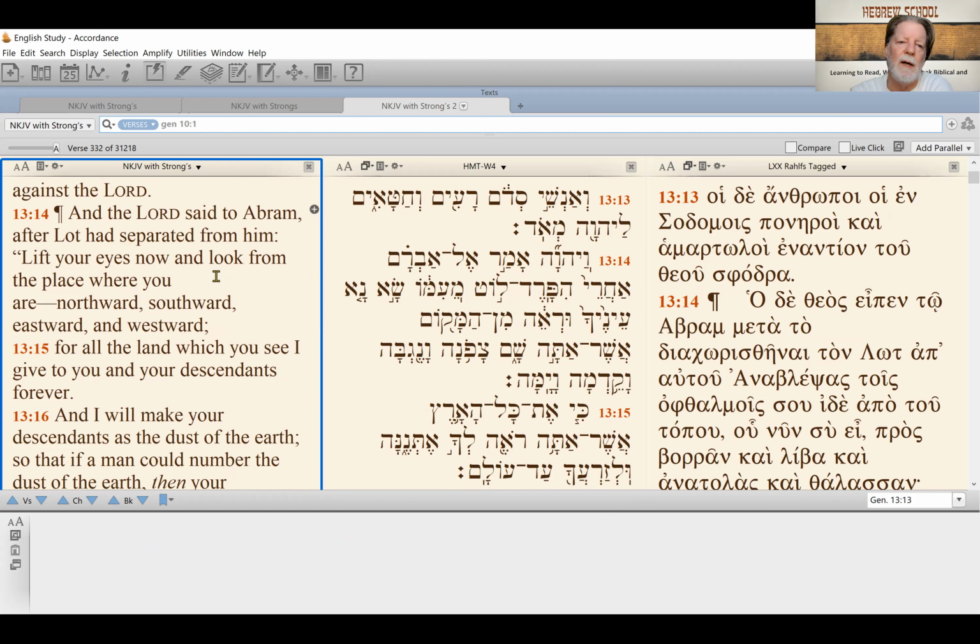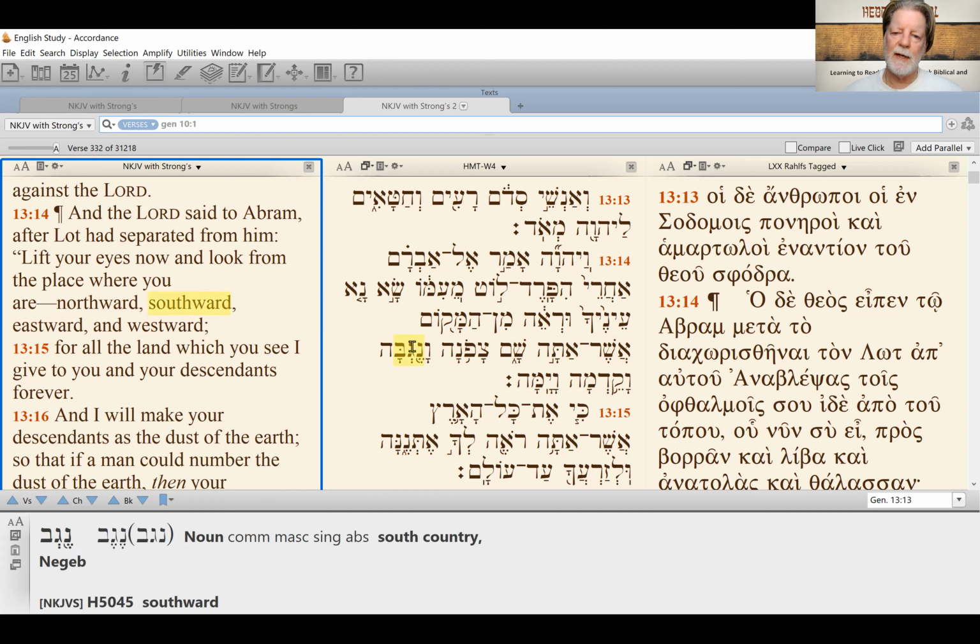Verse 14, and the Lord said to Abram after Lot had separated from him, lift your eyes now and look from the place where you are, northward, southward, eastward, and westward. Verse 14, Adonai amar el Avram, acharei hifred Lot me'imo, sa na einecha v'ra'eh min hamakom asher ata sham tzifona v'negeva v'kedema v'yama.